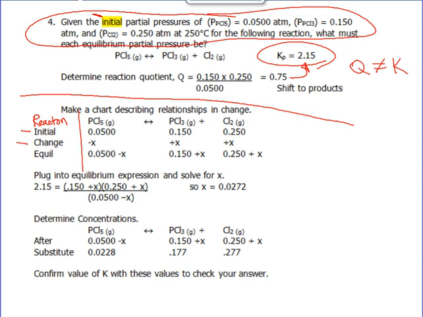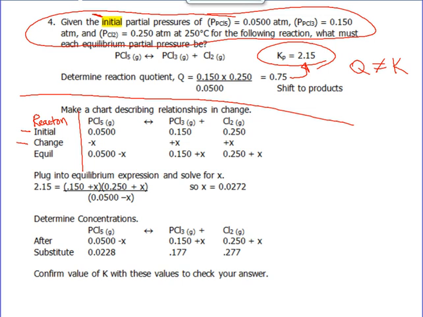A lot of times you can apply logic to figure this out. For instance, if this value had been 0, it would have to shift to the right to add to the 0, because you can't subtract from 0. You'd end up with a negative quantity. But since we do have a value there, we're going to have to give it some more thought, and that thought lies in our analysis of the Q and K that I did earlier.